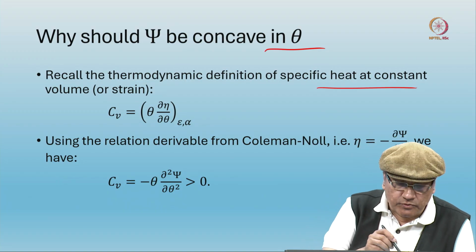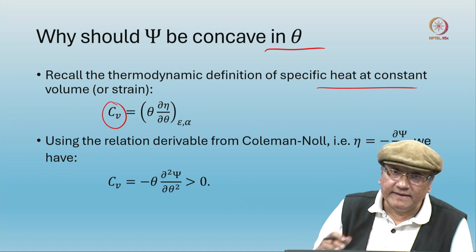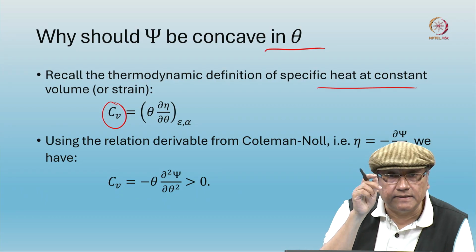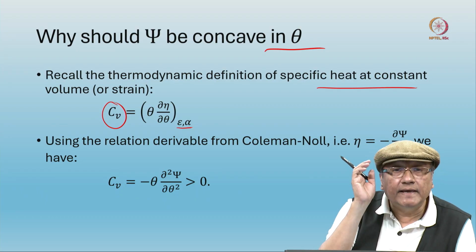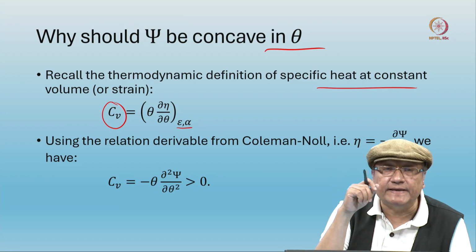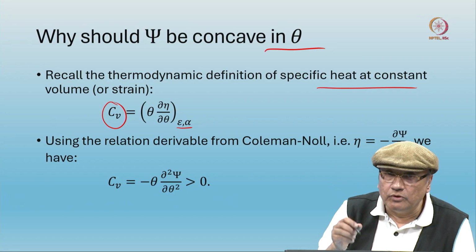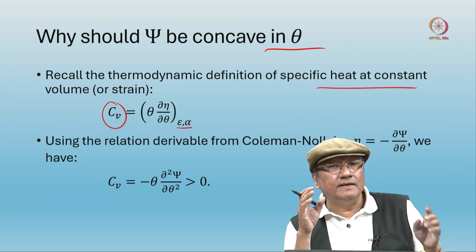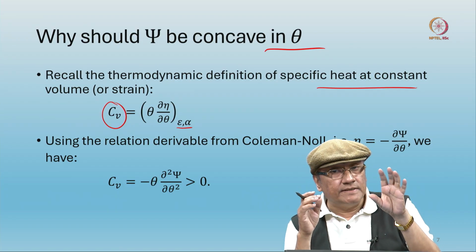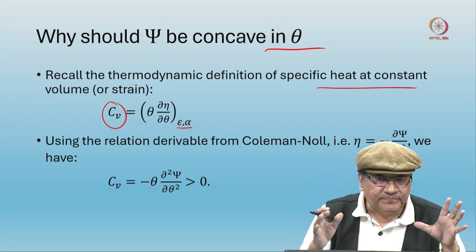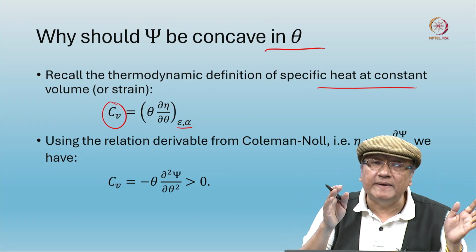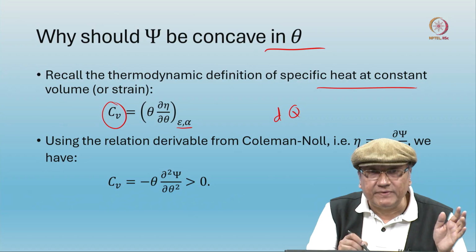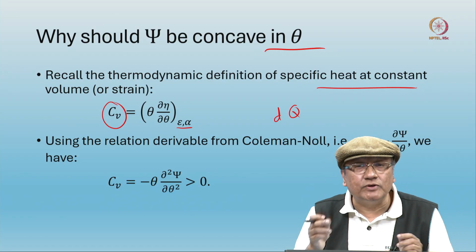That definition gives you the specific heat at constant volume and strain. CV is given by theta del eta by del theta when you hold epsilon, that is the strain, and alpha fixed. How did we get there? Let us say q is the heat. You know that q is not a state function, because q is a quantity that gets dissipated. So, it is not conserved. So, when we say incremental heat, if you integrate this over a closed loop, you should get 0, right.